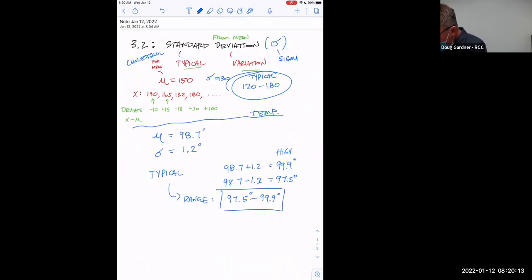Okay, so let's actually figure out how to calculate this thing. Like, how do you figure out what's typical to vary?